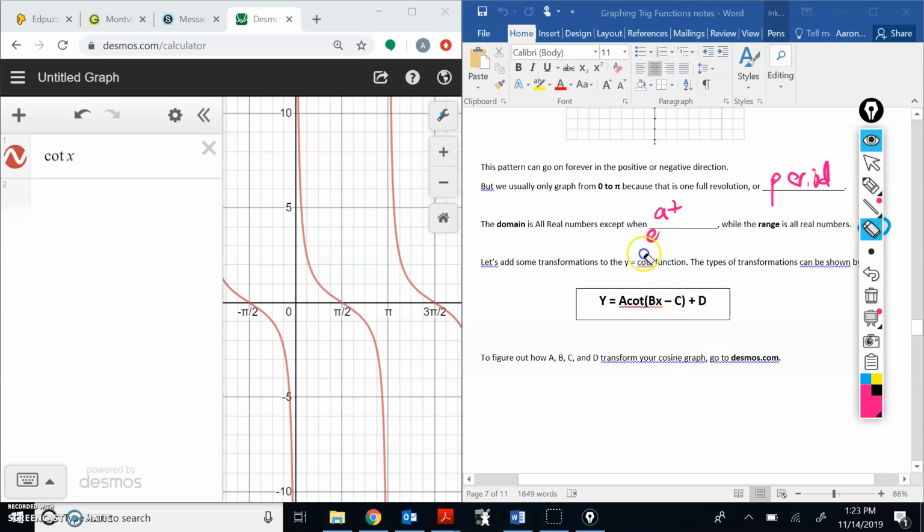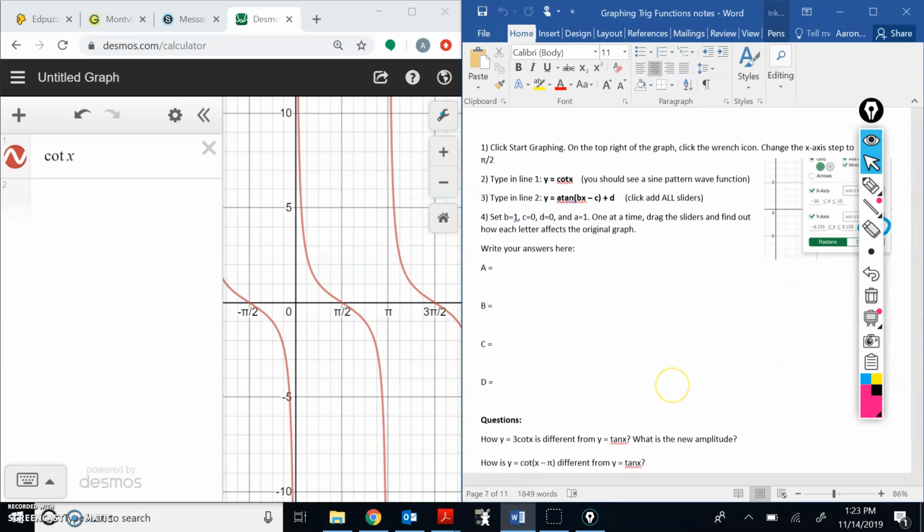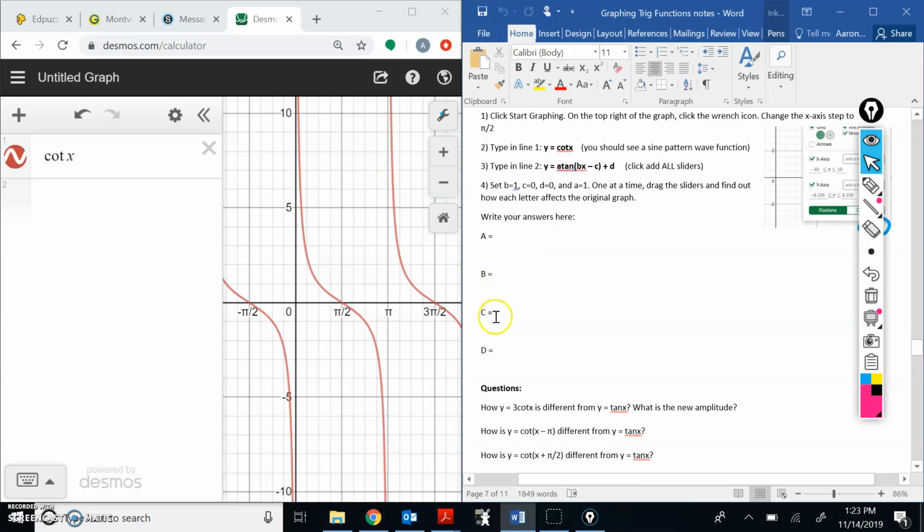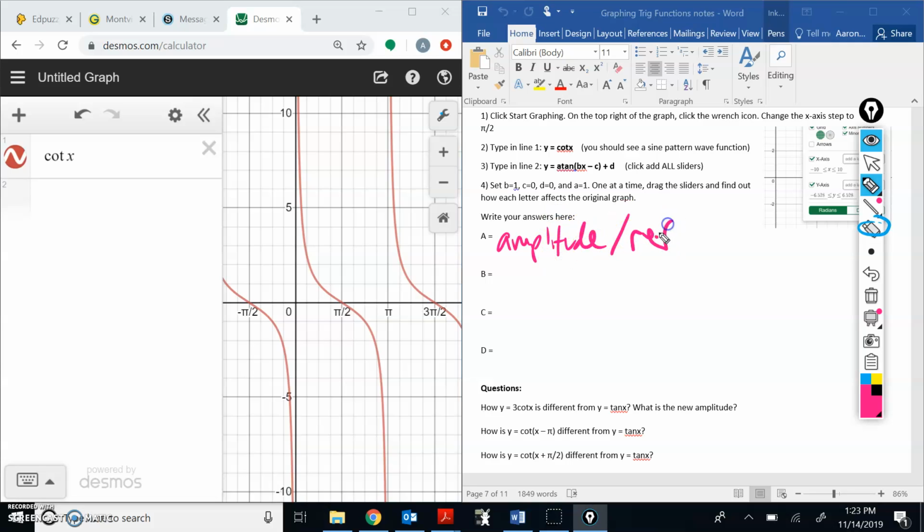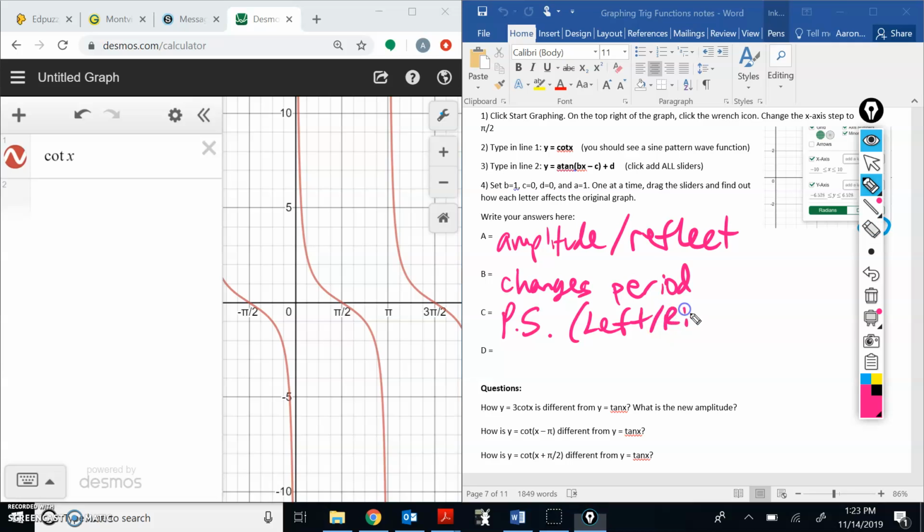Just like we did in the last video, we can see how cotangent can be affected by A, B, C, D. A is the amplitude. It can also reflect. B changes the period. C is the phase shift. It moves it left or right. D changes the vertical shift, which is up or down.